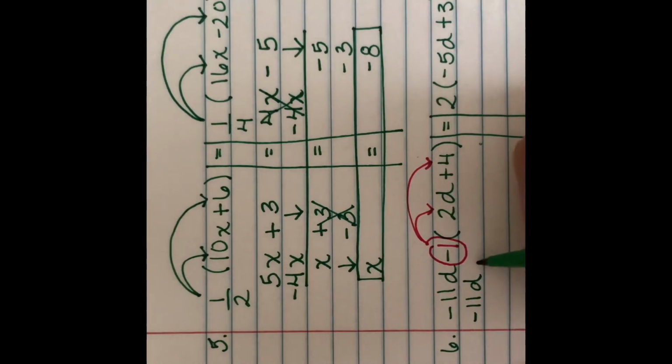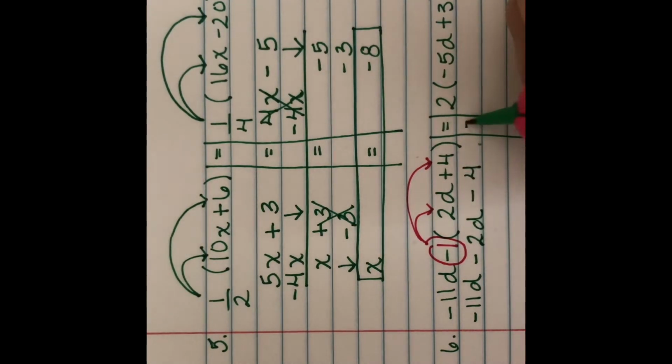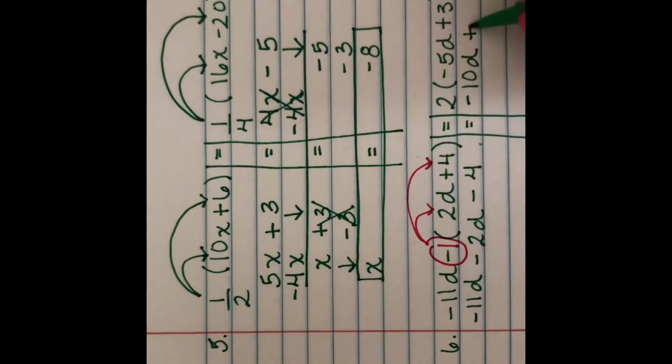-1 times 2d is -2d. -1 times 4 is -4. On the right side, I'm going to multiply 2 times -5d to get -10d. 2 times 3 is +6. And everything outside the parentheses I just bring down.